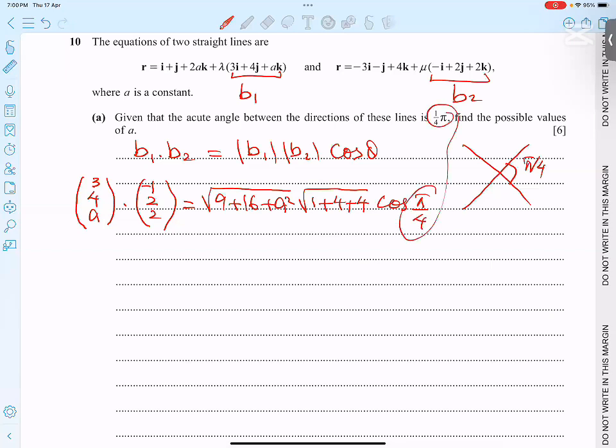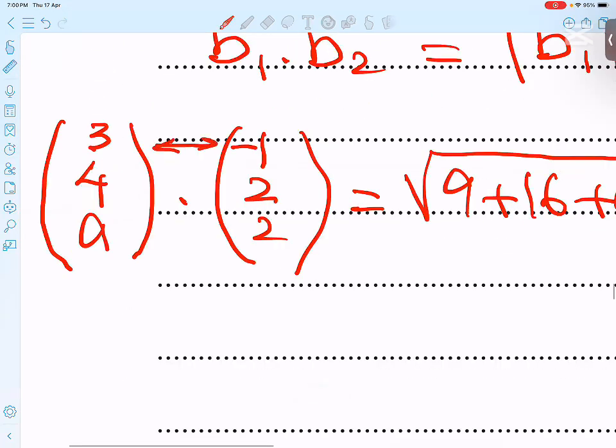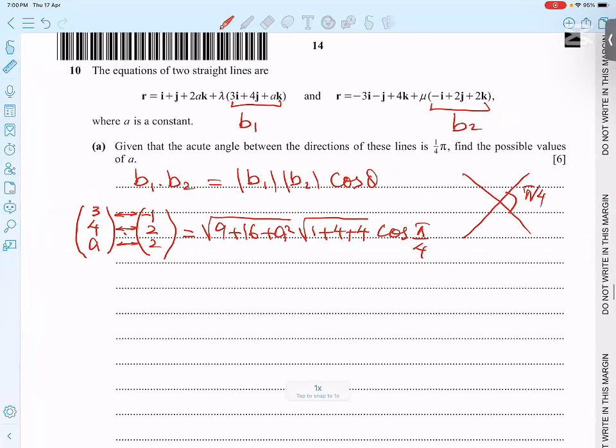Pi by 4 comes from here. So students, afterwards, this dot product, as all of you are familiar, we multiply the corresponding i component, j and k components and simply add them. So I got negative 3 plus 8 plus 2a. And on the right hand side, I got the square root of 25 plus a square. And here I get a 3 because 1 plus 4 plus 4 is 9, and the root of 9 is 3. And if you type in a calculator, cos pi by 4 is root 2 by 2.